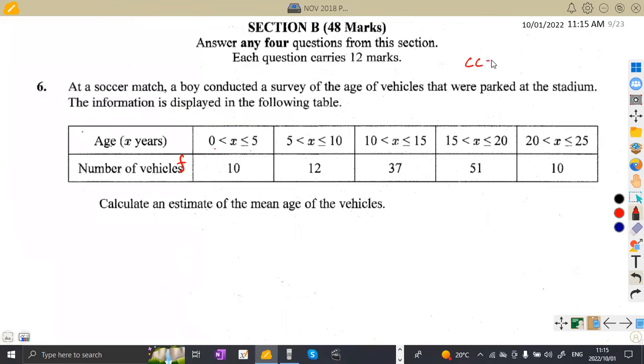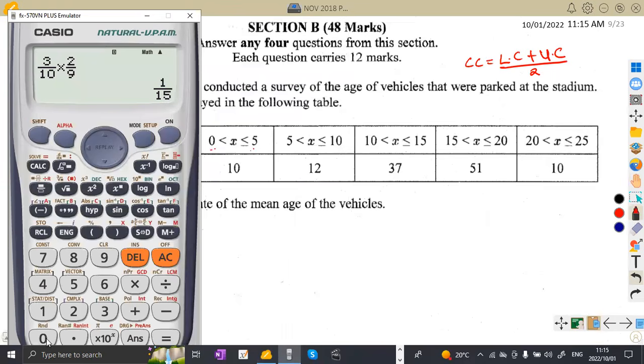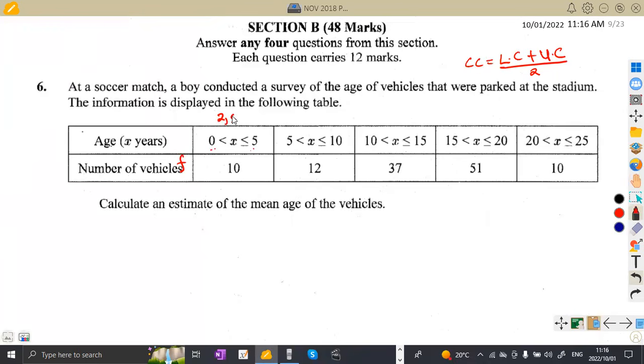Remember, the class center is equal to the lower class plus the upper class divided by 2. So the first one is 0 to 5. So you simply add 0 plus 5. Whatever you get, you divide by 2, which is 5 over 2, or 2,5. So here the class center is going to be 2,5.